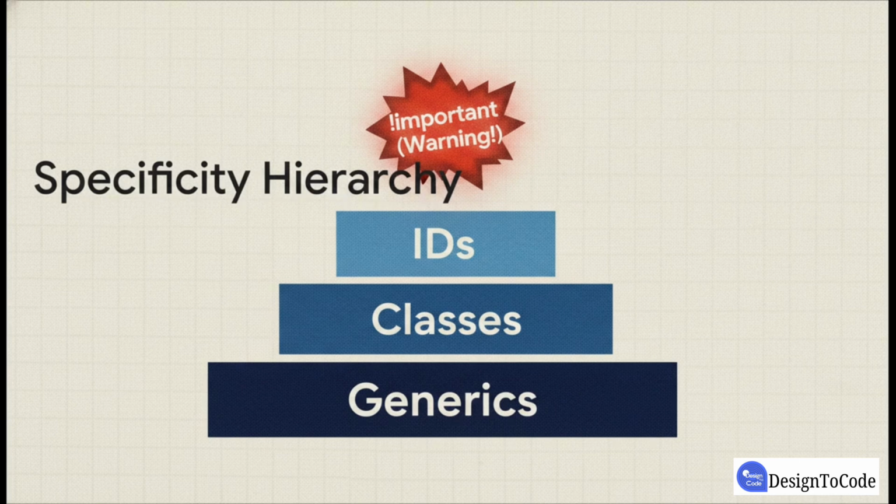Honestly, consider this a giant red flag. Avoid using important at all costs. It forces styles to apply by overriding the entire natural hierarchy. And if you rely on it, it will eventually make your codebase completely unmanageable.